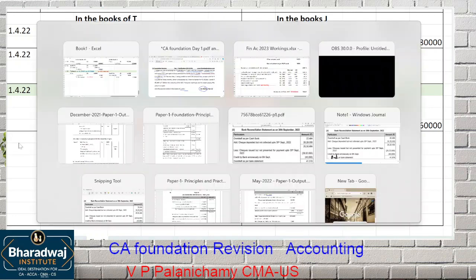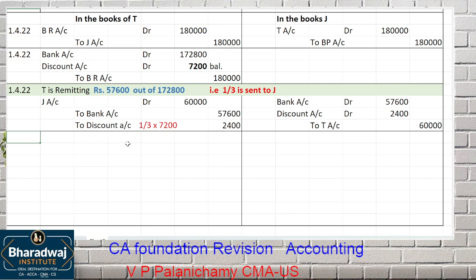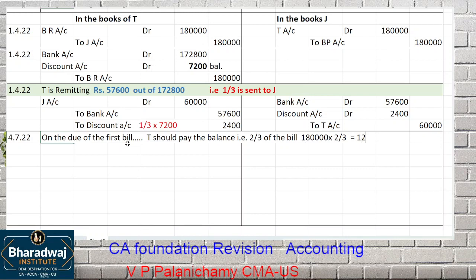On the due date. What is the due date of the first bill? 3 months now. What is the due date of the first bill? 4/7/22. On the due date of the first bill, now what should T do? Should pay the balance. You should pay me the balance so that I will pay for the bill. That is 2/3 of the bill. How much? 1,80,000. Already one third is in. Now what balance should you pay? 2/3 should pay. How much? 1,20,000 is due.